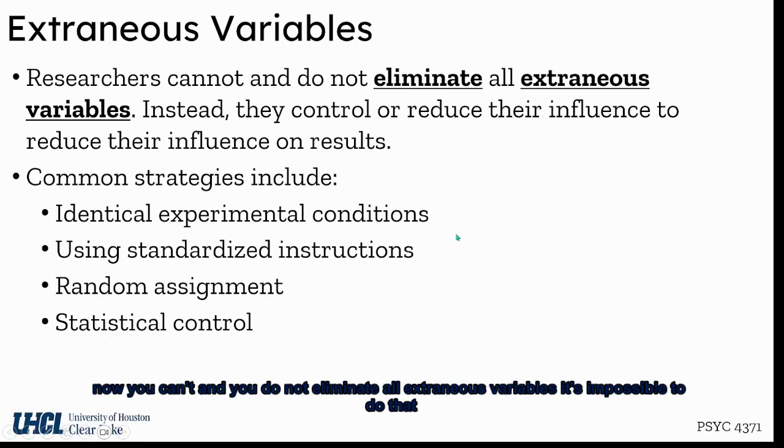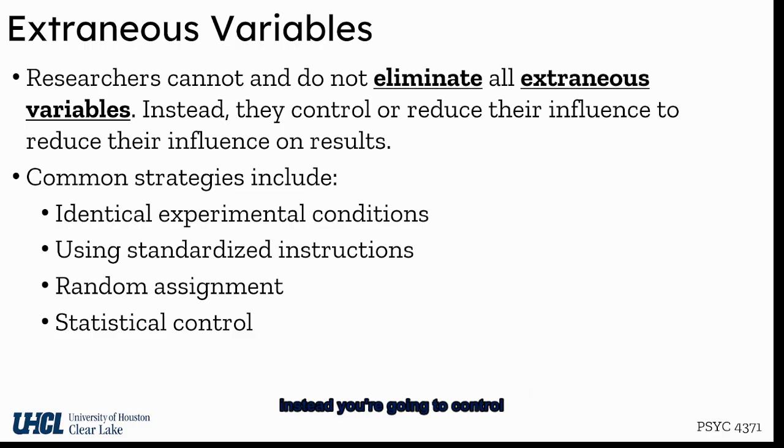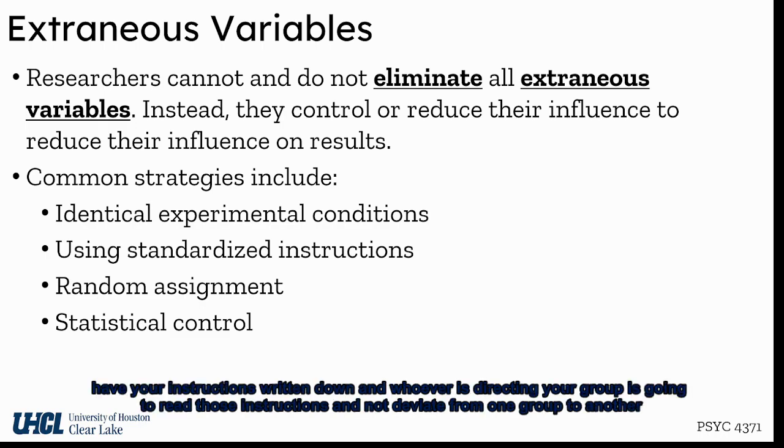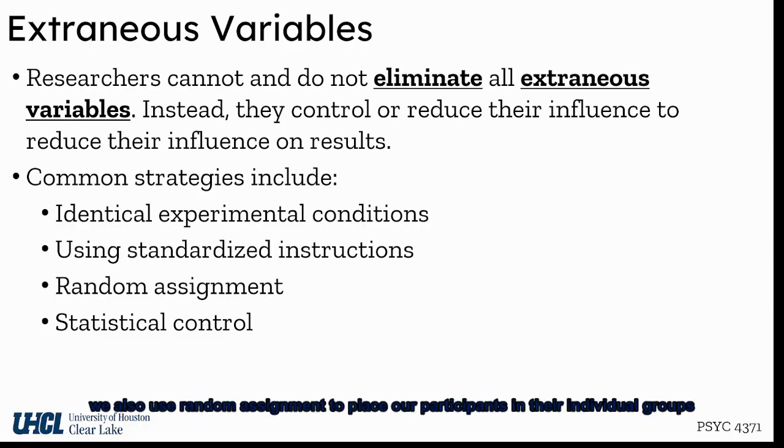Now, you can't eliminate all extraneous variables. It's impossible to do that. Instead, you're going to control or reduce their influence. Some of the strategies we might use to achieve that would be having identical experimental conditions, like the room we just talked about with the noise. We're going to use standardized instructions. You're going to have your instructions written down, and whoever is directing your group is going to read those instructions and not deviate from one group to another. We also use random assignment to place our participants in their individual groups, and there are some methods of statistical control that we can use as well.